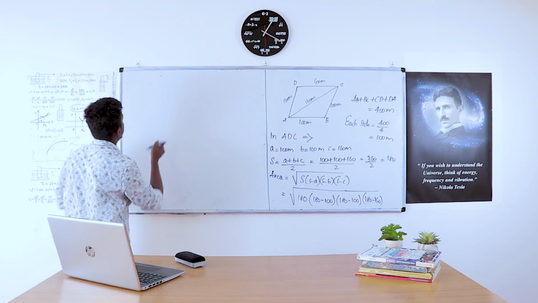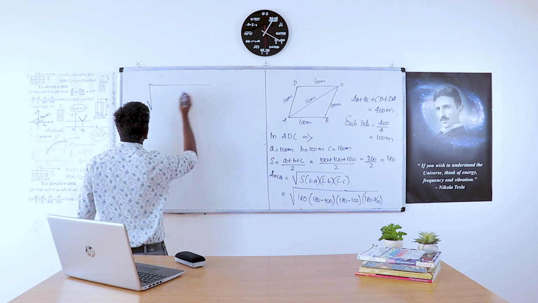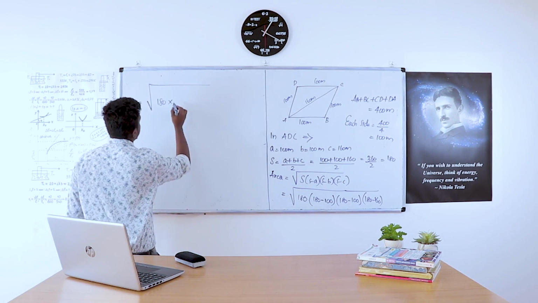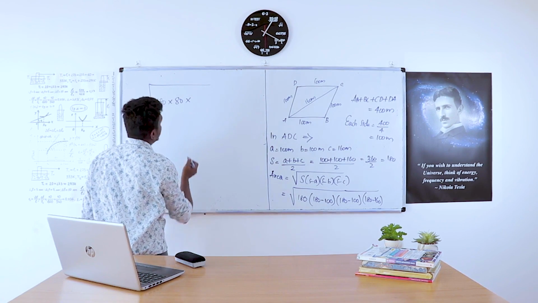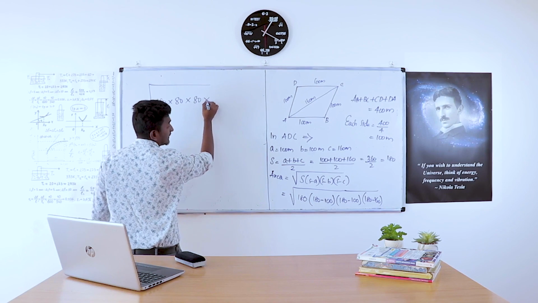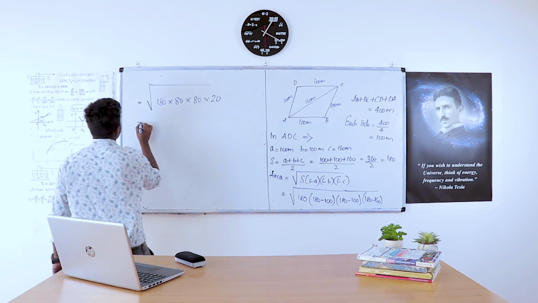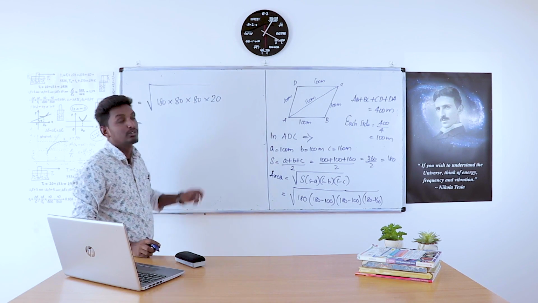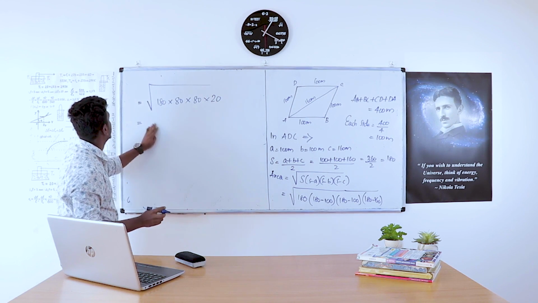So area is equal to root of 180 into, what is 180 minus 100? It is 80, into, then 180 minus 100 again 80, into 180 minus 160, it is 20. Now we have to multiply it and find the square root. For easy calculation, I am just factorizing all the terms.